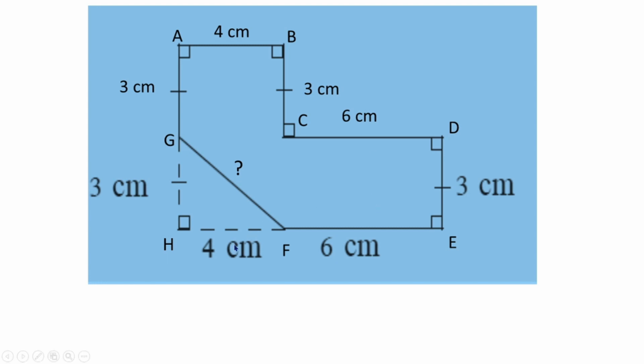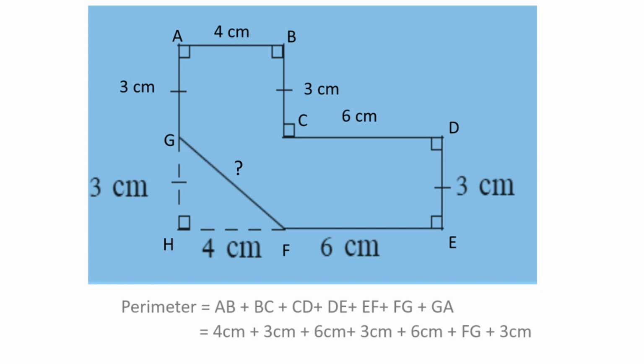Side FH is given as 4 centimeters. Therefore, side AB is also 4 centimeters. You can see the AB is equal to FH. Then side EF is equal to side CD. Therefore, EF is given as 6 centimeters. So CD is also 6 centimeters. Now we have found all these lengths except for FG. Right? So how can you find this FG? That is a bit different. So let us now see how to find FG.